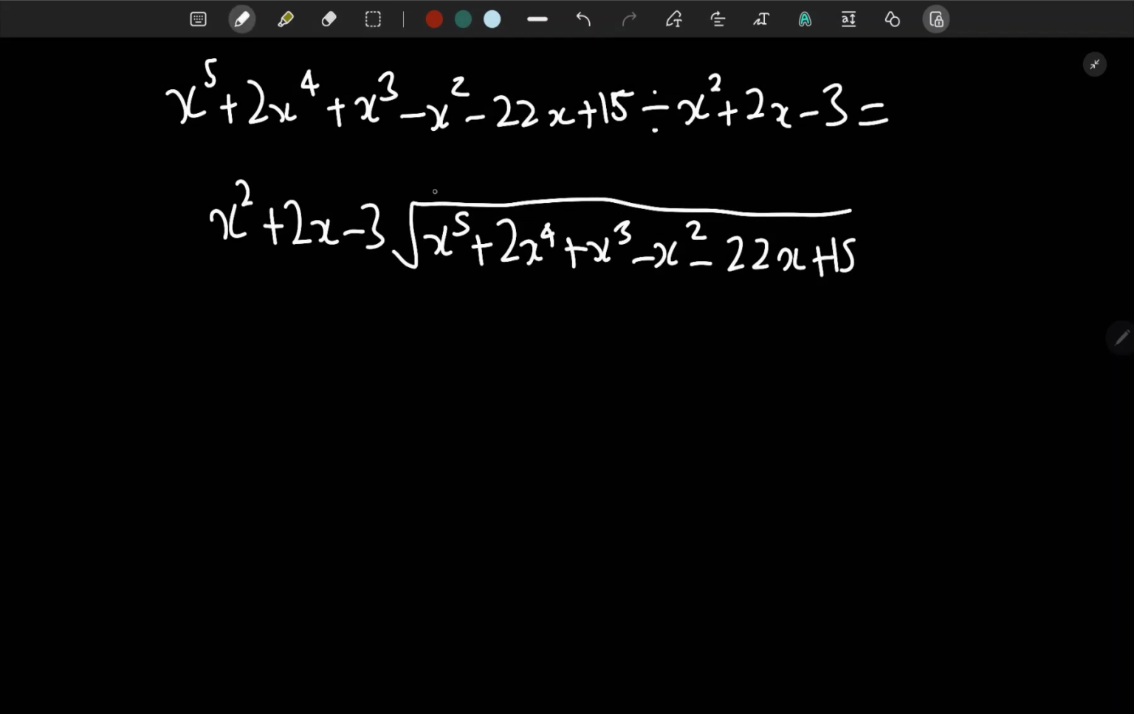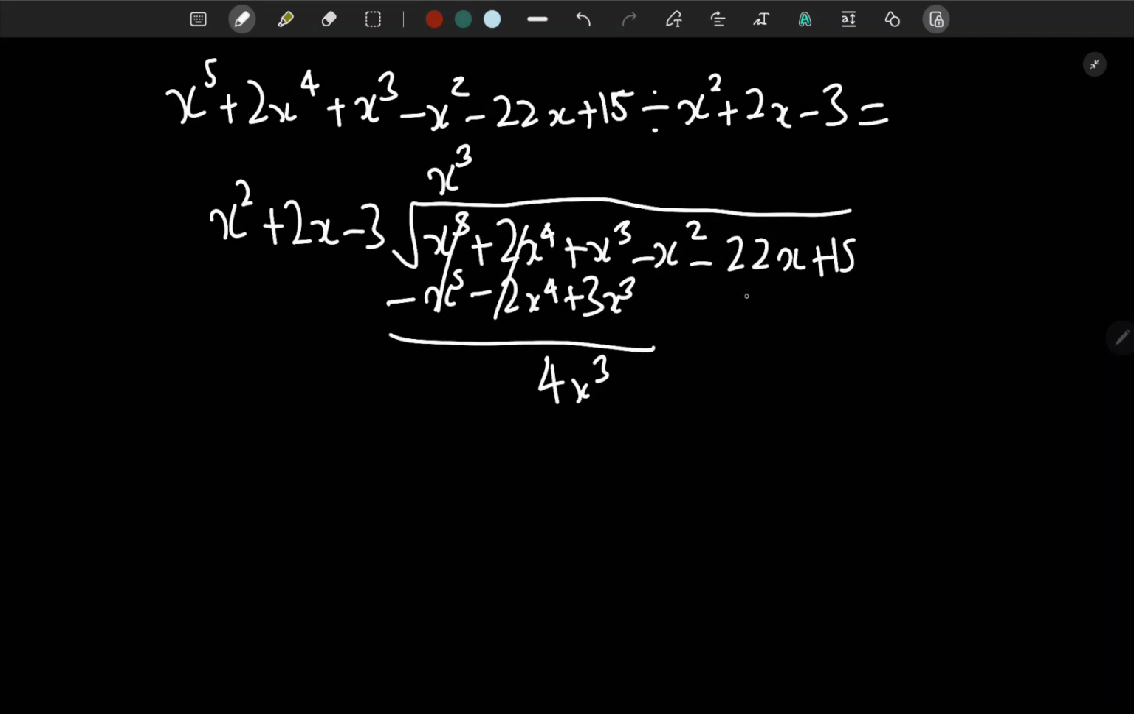Let's start with x to the power of 5 divided by x to the power of 2, which is x to the power of 3, and multiply back now. So x to the power of 5 plus 2x times x to the power of 3 is going to give you 2x to the power of 4, and here we're going to get minus 3 times x to the power of 3, which is just minus 3x cubed. And let's subtract and switch the signs, I mean to say, and this cancels out with this, and we're left with 4x cubed.